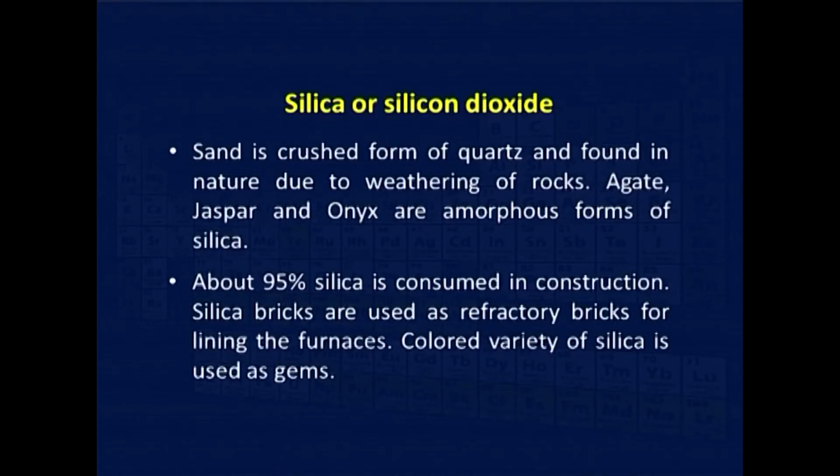Because we are proceeding towards the silicates, it is essential to have a small idea about silica or silicon dioxide. Sand is crushed form of the quartz and found in nature due to weathering of rocks. Agate, jasper and onyx are amorphous forms of silica. About 95% of silica is consumed in construction. Silica bricks are used as refractory bricks for lining the furnaces. Colored variety of silica is used as gems.